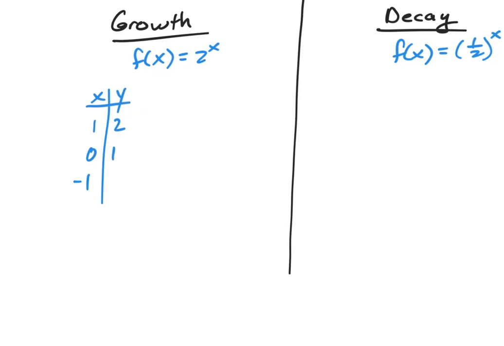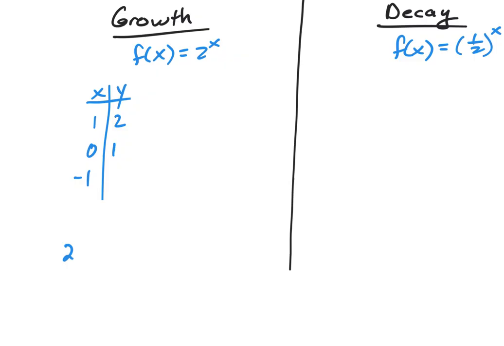If I do 2 to the negative 1 power, here's another exponent rule that we haven't seen much throughout college algebra, but we have seen before. When I have a negative exponent, what does that do to my number? Anybody remember? Negative exponents.